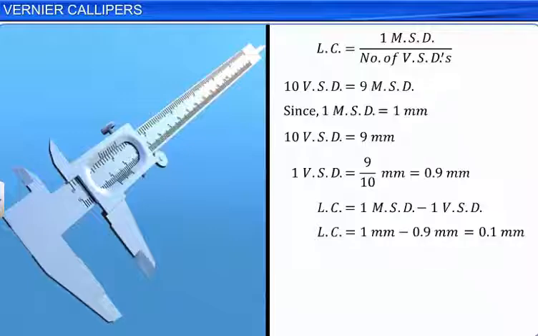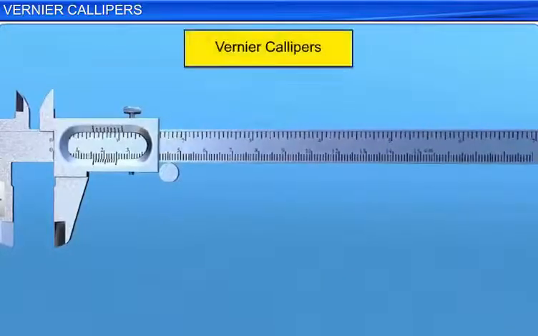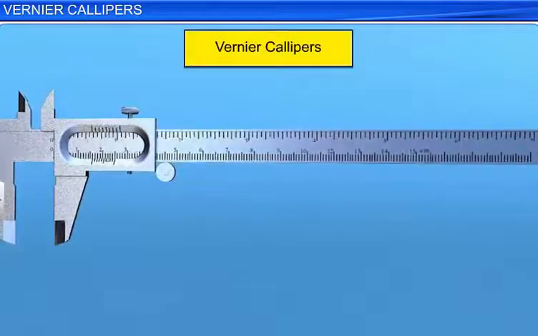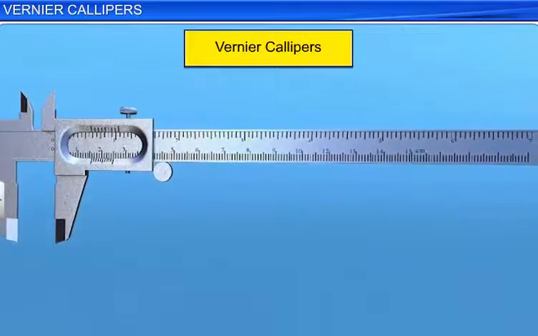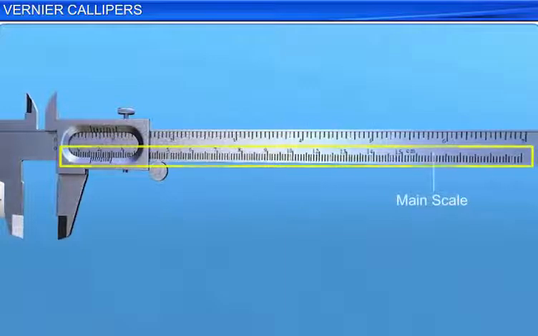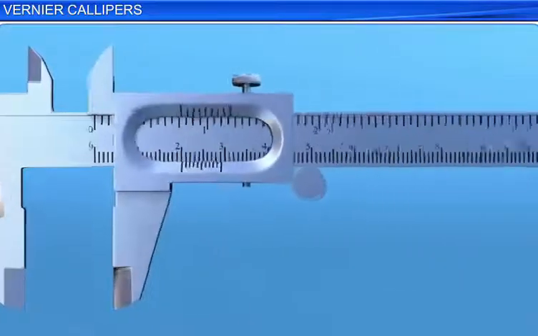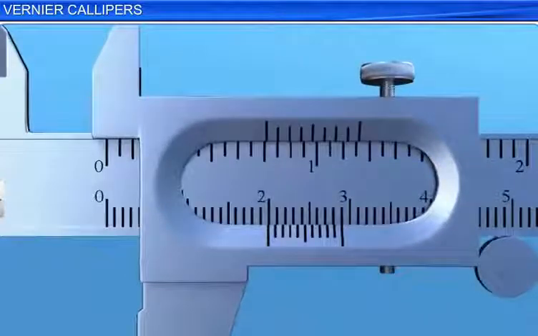In another way, the least count is equal to one main scale division by the number of vernier scale divisions, which is also equal to 0.1 millimeter. Let us now take a look at the vernier calipers. A vernier calipers consists of a long, thin metallic strip called the main scale. The main scale is graduated in centimeter and millimeter. Each division on the main scale is equal to 1 millimeter.